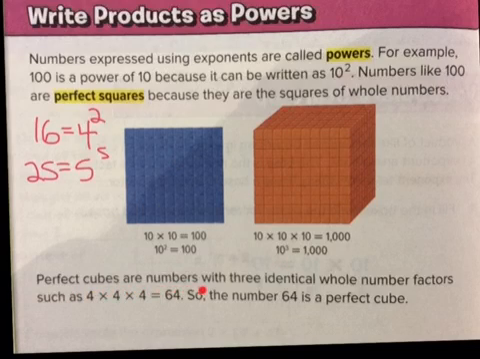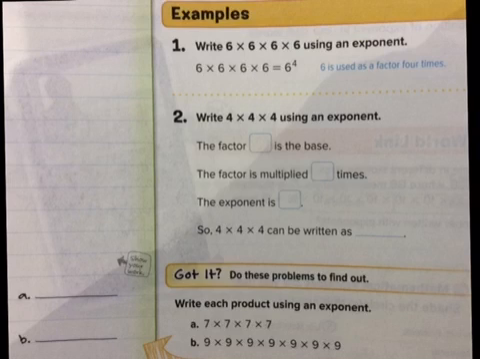Perfect cubes are numbers with 3 identical whole number factors, such as 4 times 4 times 4, which is 64. So the number 64 is a perfect cube. Perfect square means to the power of 2. Perfect cube means to the power of 3. 1, 2, 3. Okay. You can see here that 6 to the power of 4, right? 1, 2, 3, 4, so 6 to the power of 4.